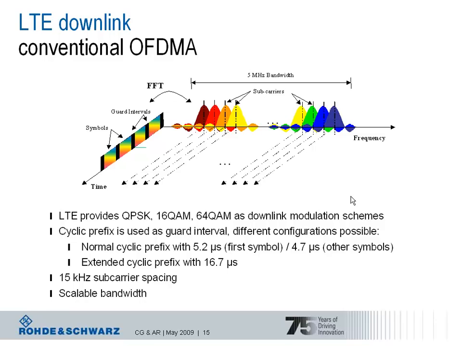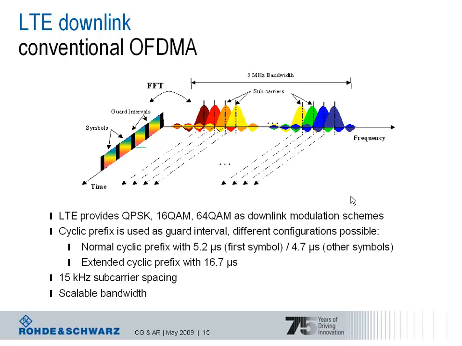So LTE uses a conventional OFDMA scheme. The picture shows an example for 5 MHz bandwidths, but of course you could also extend it to the other bandwidth values and scale it accordingly. So you see here the representation of the signal in the time and in the frequency domain. In the frequency domain, you see here the subcarriers represented. In LTE, they have a constant spacing of 15 kHz for the regular configuration of the signal. And as we have seen, you can transmit now and independently modulate on each of the subcarriers.